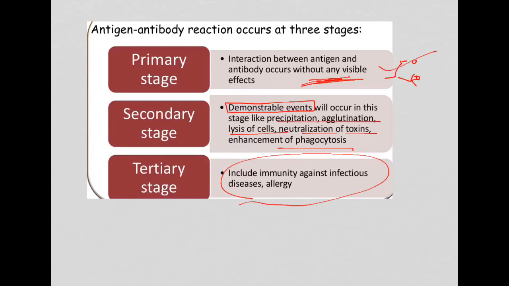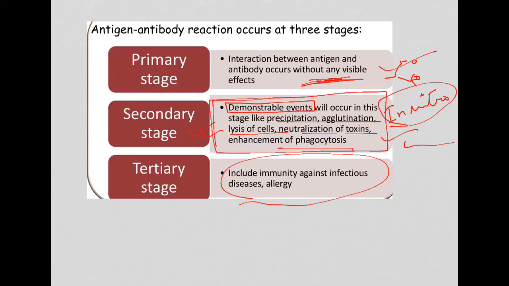So if we talk about in vitro, we actually give emphasis on the secondary stage, so that we can see the visible reaction, what changes occur, whether precipitation occurred or agglutination occurred. So we just take into consideration this secondary stage. In this video, we will talk about in vivo immunological reactions.